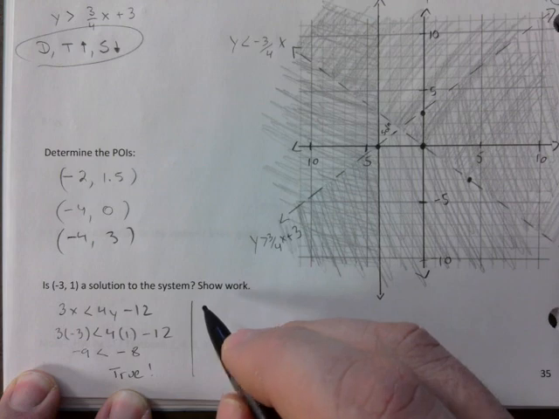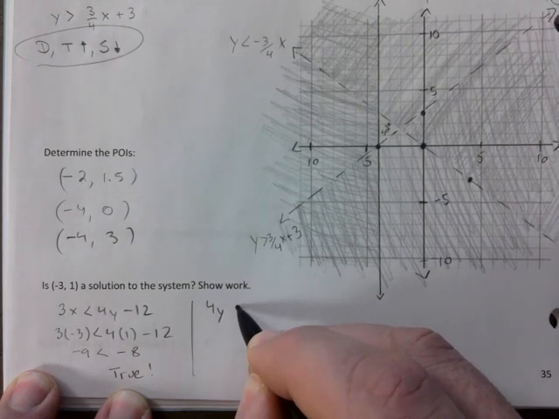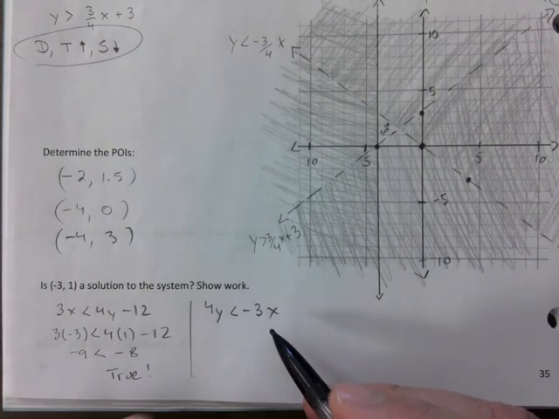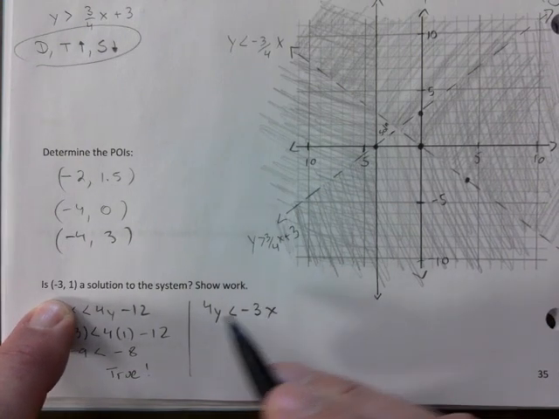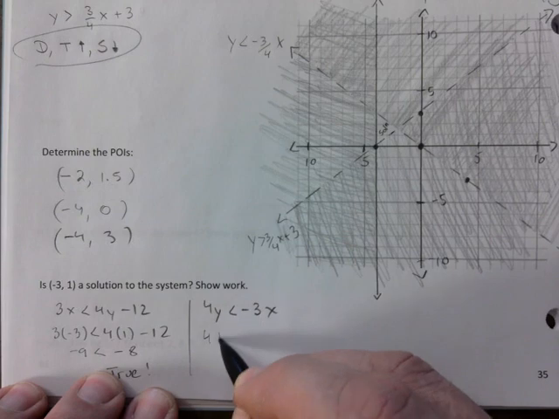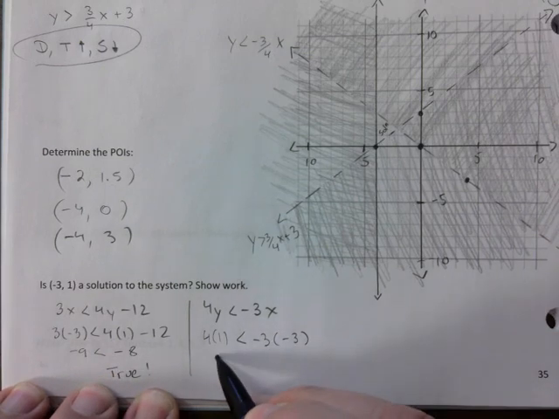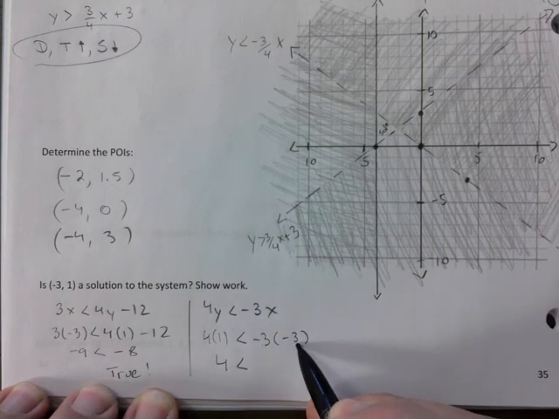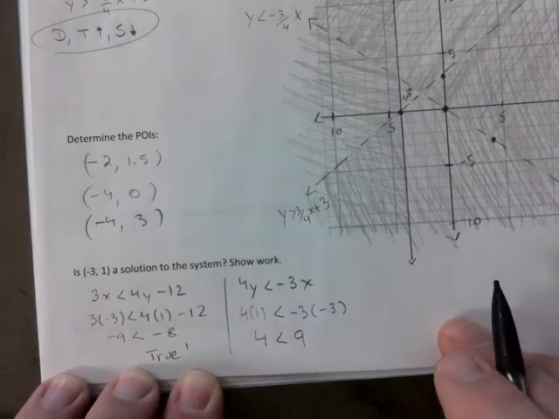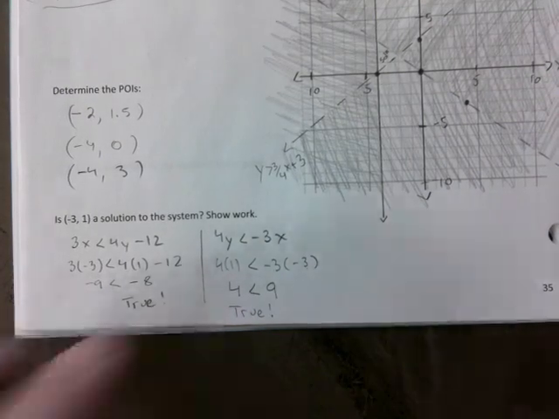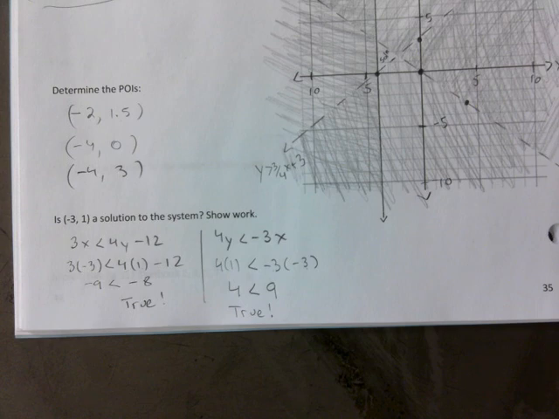Let's keep going. The next one, 4y. I'm using the original for this one. This is the second inequality that I'm presented with. You have to be careful. The -3 goes in here, and the 1 goes in here. So 4 times 1 is less than -3 times -3. That's 4 is less than -3 times -3, which is +9. That is true. So we keep going. As soon as one of them is false, the story ends. You don't have to continue. You can automatically conclude it's not a solution.